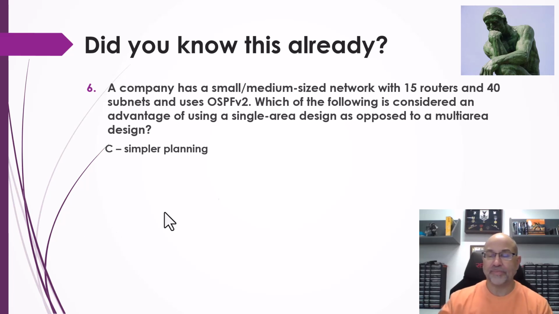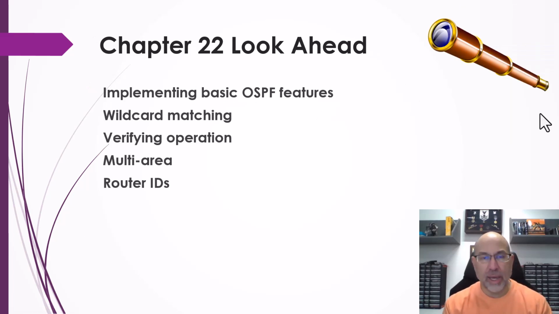Okay, the chapter 22 look ahead. So now that we've got our arms wrapped around the single area OSPF and we've seen the messages and we sort of know what to expect, we're now going to implement some features of OSPF. We're going to talk a little bit more about that wildcard matching, verifying operation, and then we'll look at multi-area and we'll configure some of those router IDs so that we know which one is going to be used.